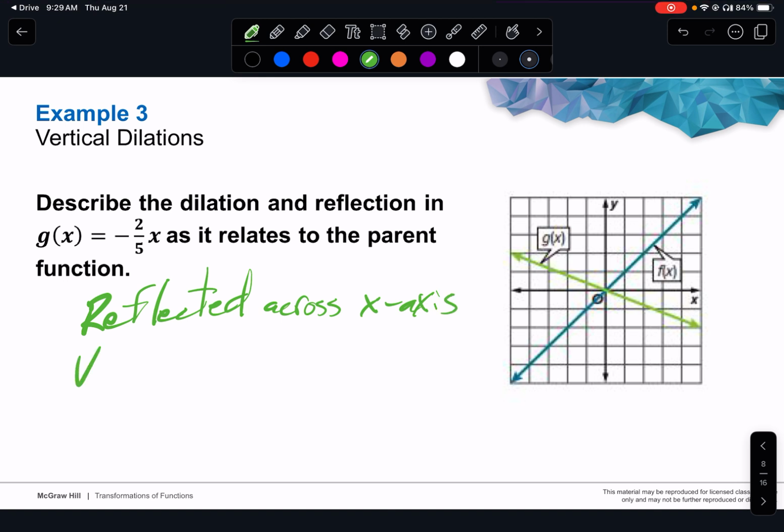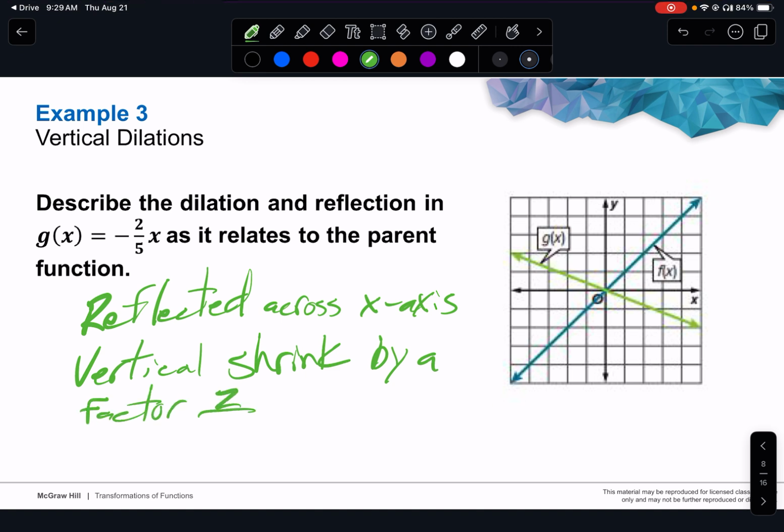Okay, and then we have a vertical shrink because I know that 2/5 is less than 1 but greater than 0. So a vertical shrink by a factor, that means we're multiplying by a factor of 2/5. Okay, so that would give us the lighter green line. The darker green or blue line, that is our parent function.